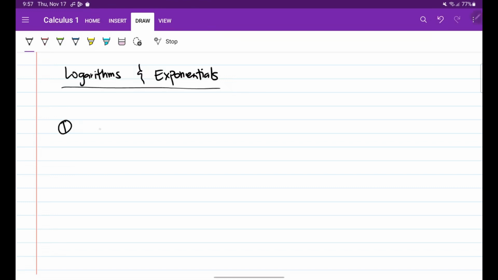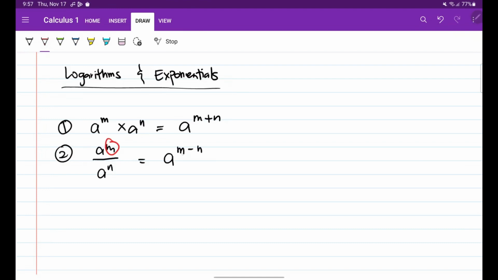So pag product rule, if we have a to the m times a to the n, then this is equal to a to the m plus n. So ina-add lang natin yung mga exponents. And yung kabaliktaran naman, if we have division, a to the m over a to the n, this would be a to the m minus n. Take note na m yung nasa taas, m yung nauna, then n yung nasa ilalim, n yung nahuli.